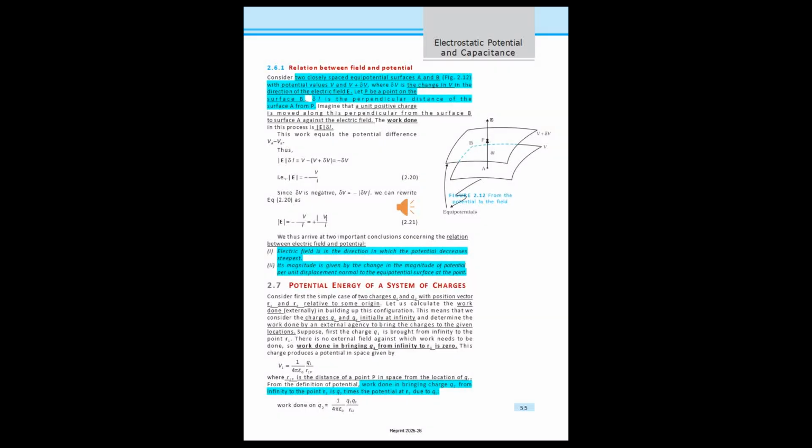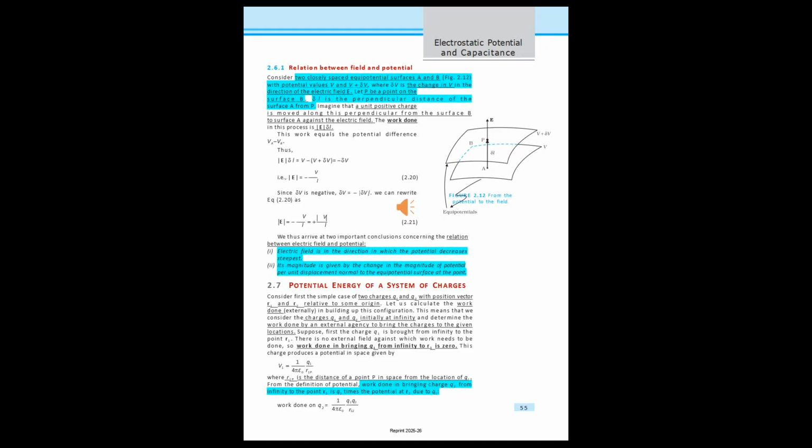Consider first the simple case of two charges Q1 and Q2 with position vectors R1 and R2 relative to some origin. Let us calculate the work done, externally, in building up this configuration. This means that we consider the charges Q1 and Q2 initially at infinity and determine the work done by an external agency to bring the charges to the given locations. Suppose, first the charge Q1 is brought from infinity to the point R1.